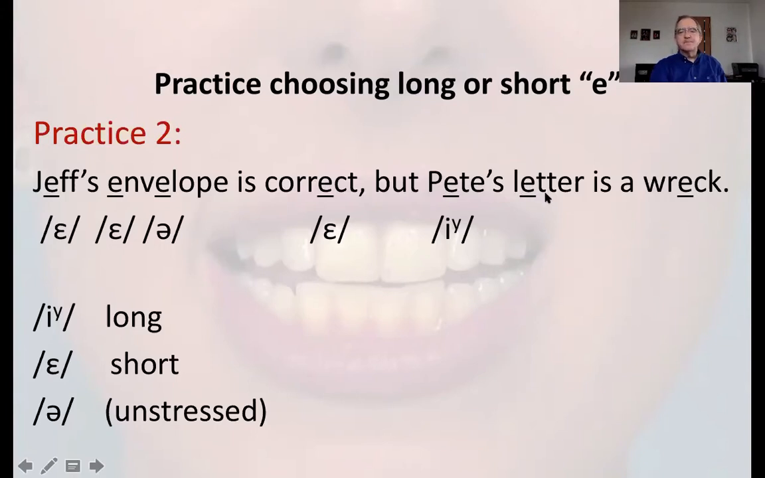What's this next word? Letter. It's stressed. Again, it's the two vowel rule. Letter. And the stress is on le, and so that means the E is going to become short. Letter. What's this word? Wreck. Now, wreck usually means accident, and this is kind of a fun saying. When we say that's a wreck, it means it's a terrible job. Pete's letter is a wreck. It means he did a terrible job on his letter. Okay, so repeat after me: Jeff's envelope is correct, but Pete's letter is a wreck.